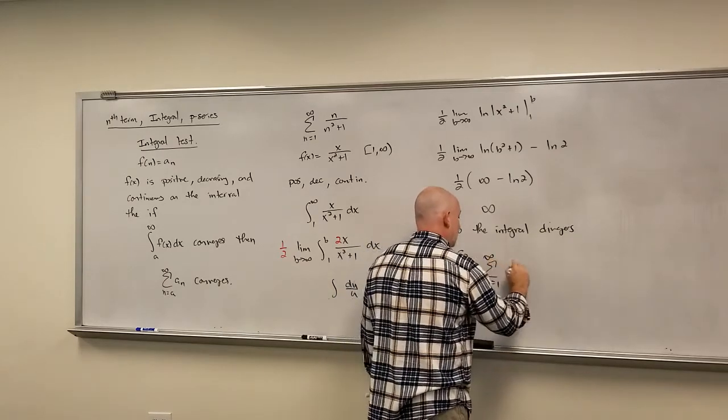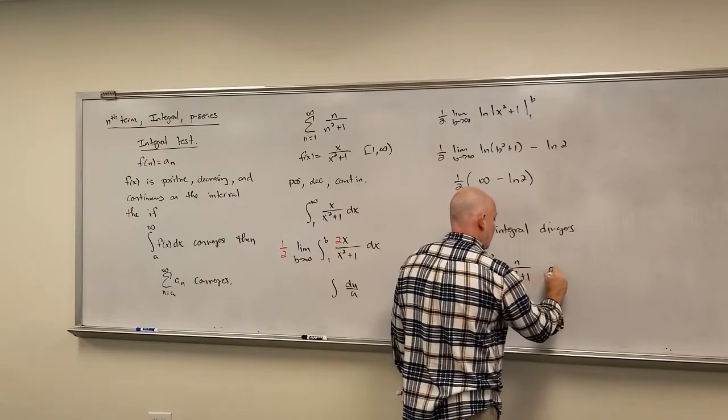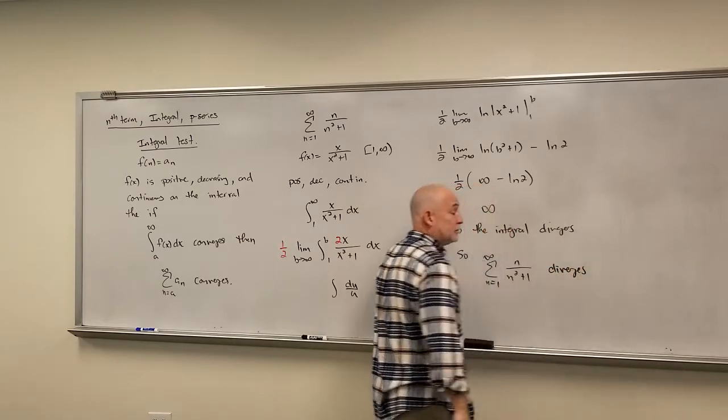So the sum n equals, where are we starting? 1 to infinity, n over n squared plus 1 also diverges.